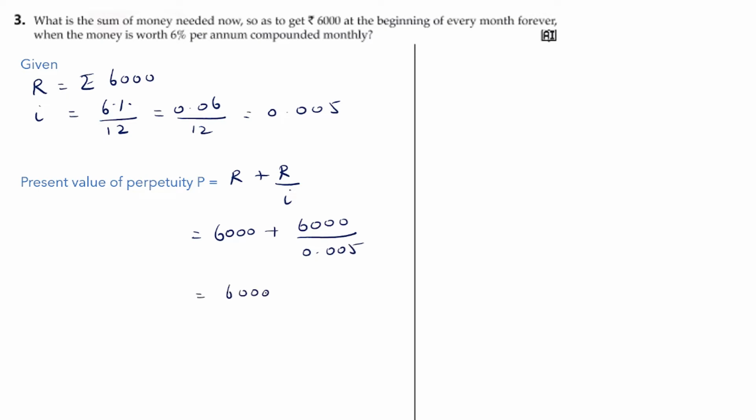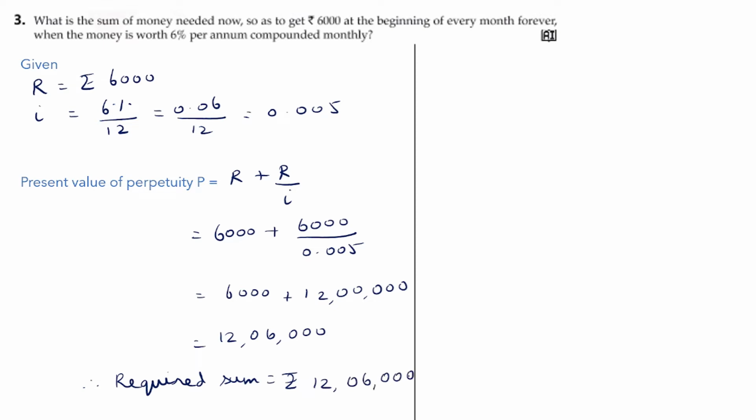So this is equal to 6,000 plus 6,000 upon 0.005, which is 12 lakhs. So it is 12 lakhs 6,000. Therefore, the required sum is rupees 12 lakh 6,000. So if 12 lakh 6,000 is invested now, we will get rupees 6,000 at the beginning of every month forever when money is worth 6% per annum compounded monthly.